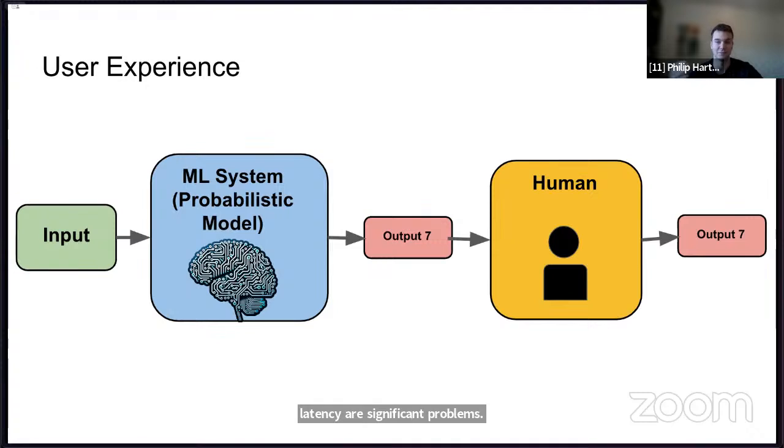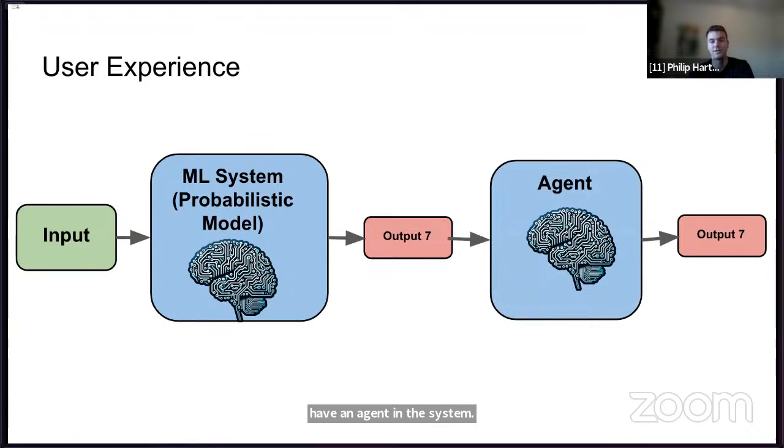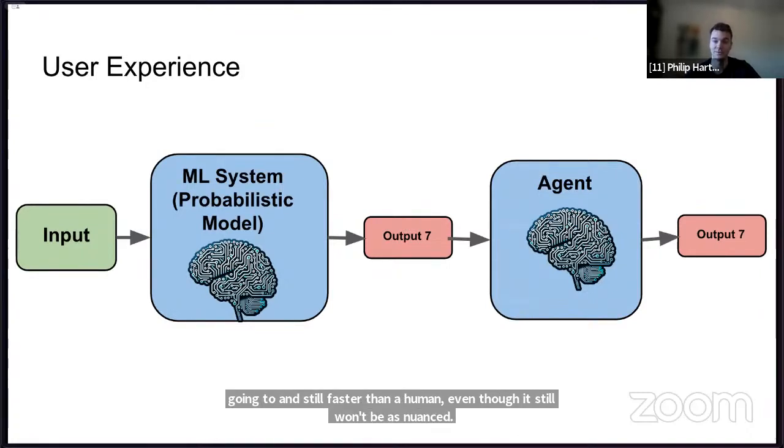One way is to find an in-between place where you have an agent in the system. Next slide. This is where you're not just using a single LLM, but you might have a secondary LLM that's been fine-tuned for a specific purpose or use case. You might have a small LLM that's running most of your inference because it's cheap, but then you might have a large LLM you send certain outputs to, less for cost reasons, maybe even speed reasons, but it can improve the accuracy and validity so much that it's worth going to, and still faster than a human, even though it still won't be as nuanced or as positive an improvement on accuracy as a human would be.